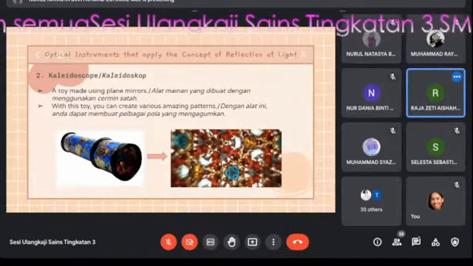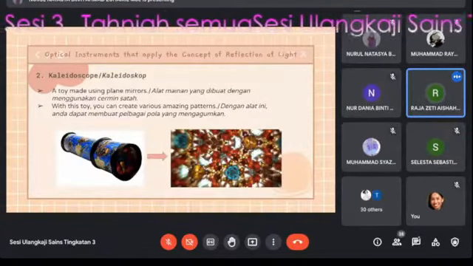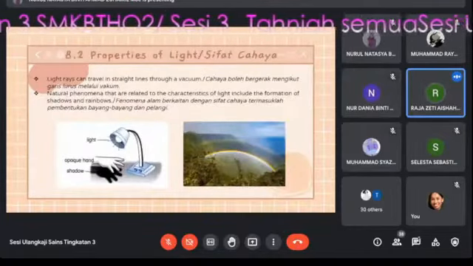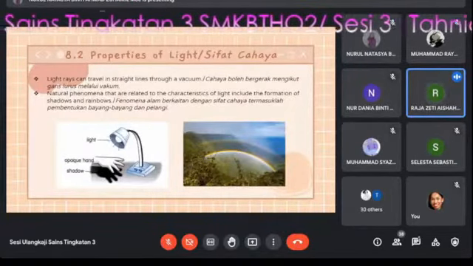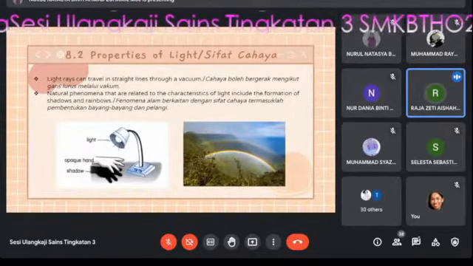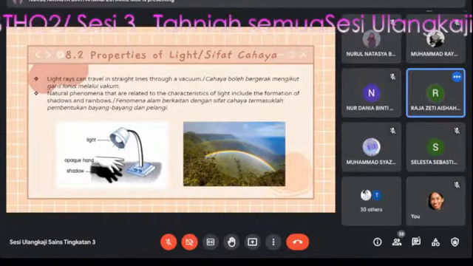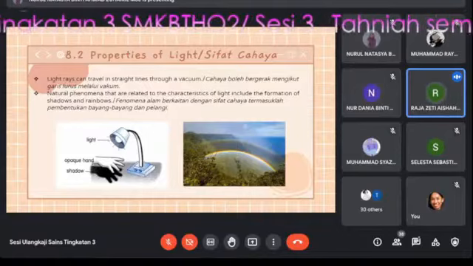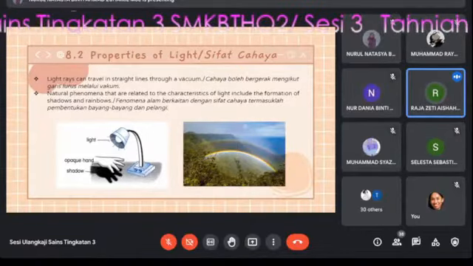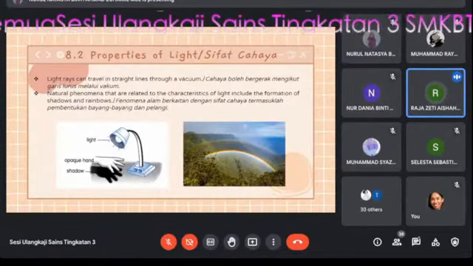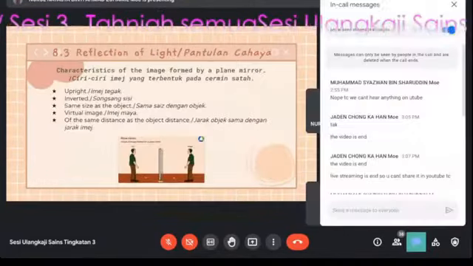Next, subtopic 8.2 is properties of light, also known as sifat cahaya. Light rays can travel in straight lines through a vacuum. Natural phenomena that are related to the characteristics of light include the formation of shadows and rainbows. And finally, subtopic 8.3, which is the reflection of light, also known as ulangkaji.